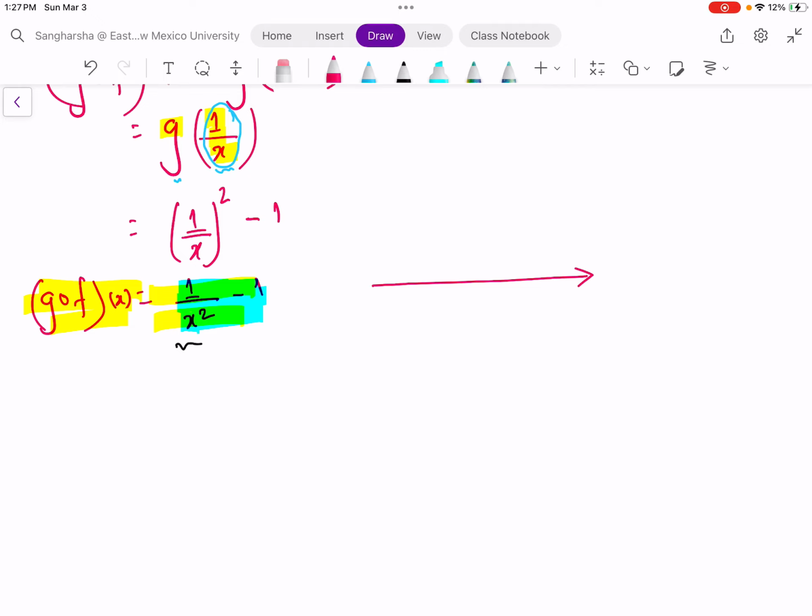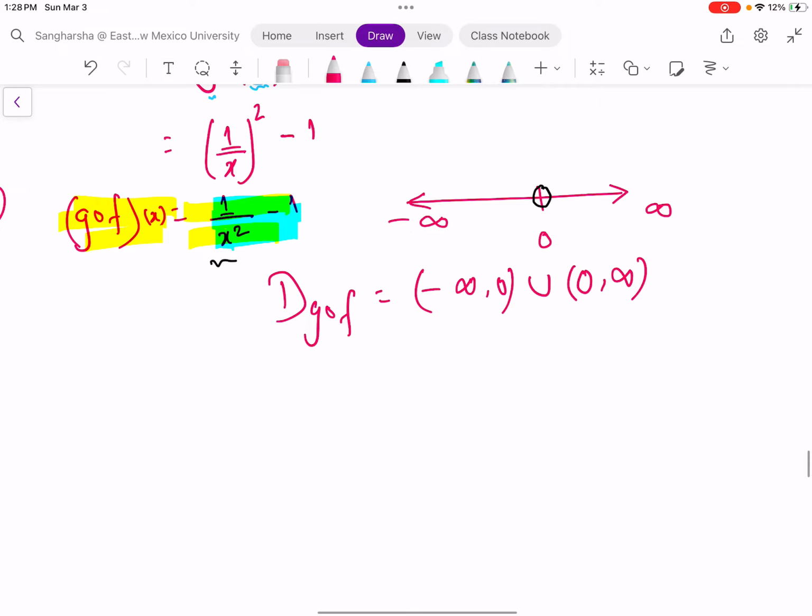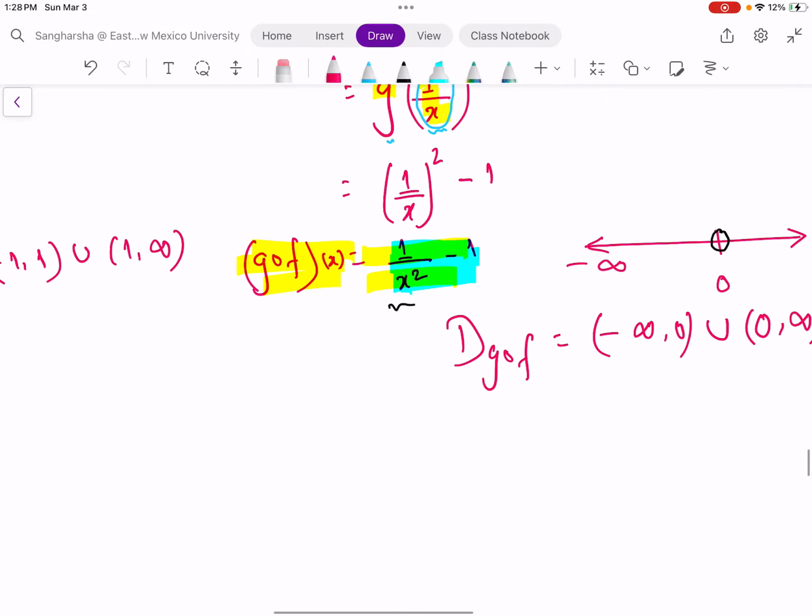So let's draw a number line. We have negative infinity, positive infinity, and 0 is not in the domain, so we have an open circle. Let's write down the interval notation for each part of this number line. We have negative infinity to 0. 0 is not in the domain, so we are excluding. Excluding means we use a parenthesis, and the second part is from 0 to positive infinity. So our domain for g composite f is negative infinity to 0 union 0 to positive infinity.